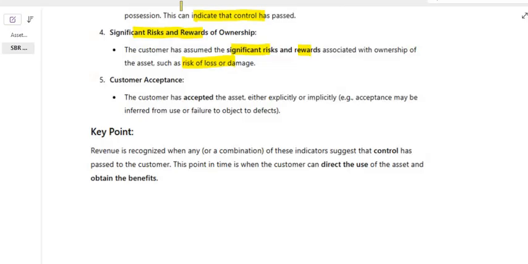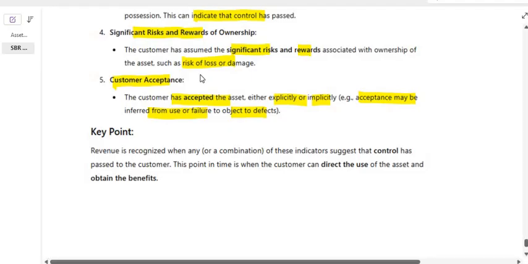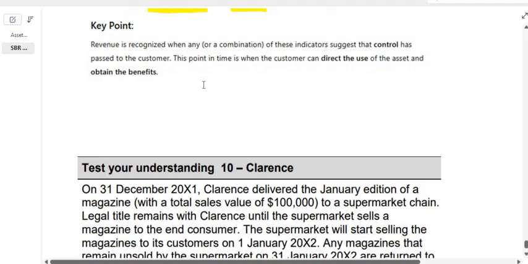Now let's see the customer acceptance. This is the fifth one we have discussed. If the customer has accepted the asset either explicitly or implicitly, then acceptance means a sign-off from the user or the failure to object to the fact. So when the customer accepts the asset, that means that control is transferred.